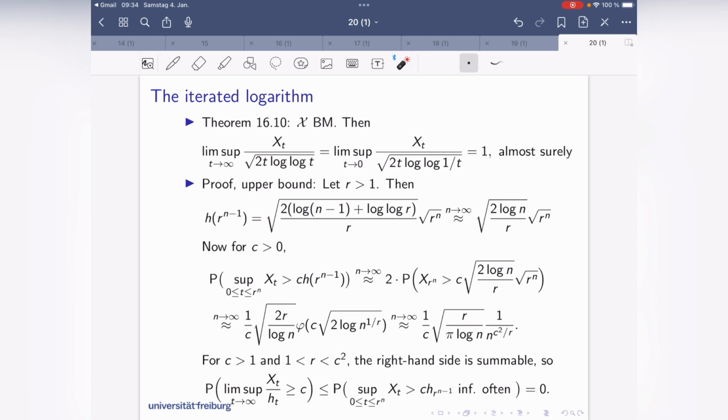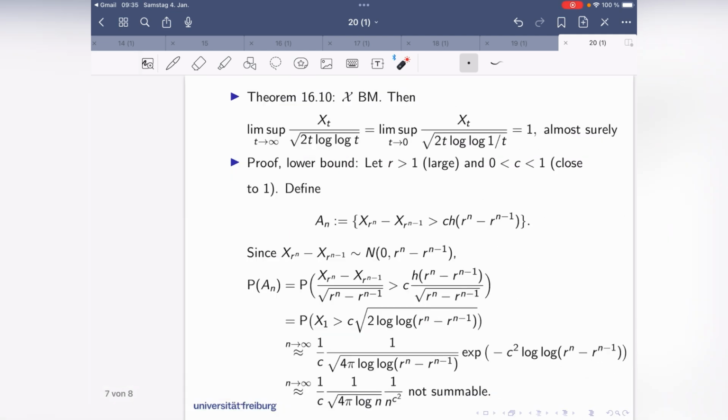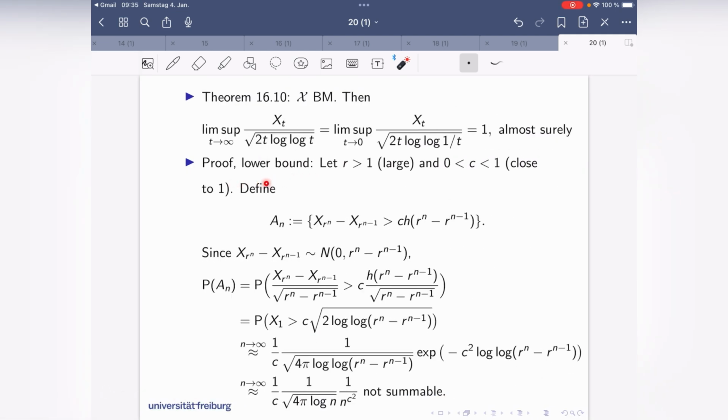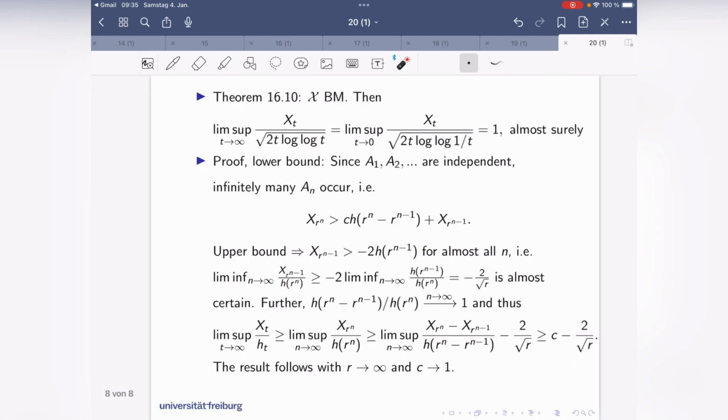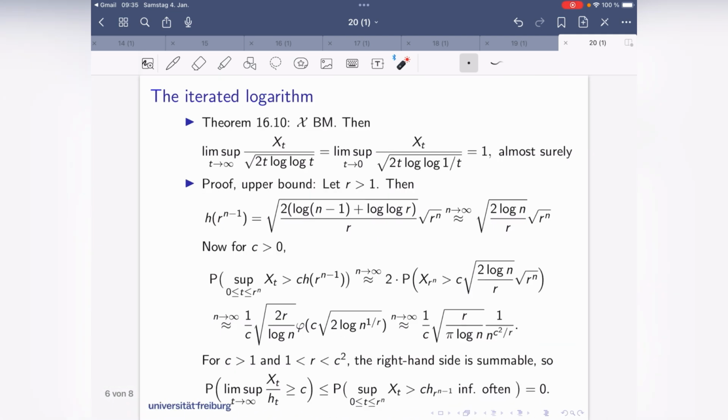I need to prove two things. I need to prove an upper bound here, which means the lim sup is at most 1, or at most 1 plus epsilon for all epsilon. And I will need a lower bound, which means it's bigger than 1 minus epsilon. Both the upper and the lower bound are connected to the Borel-Cantelli lemma, which means I need to define some events and show if their probabilities are summable or not.